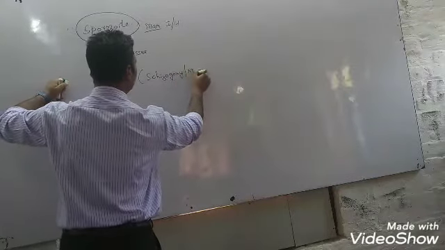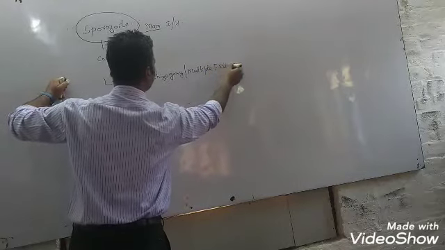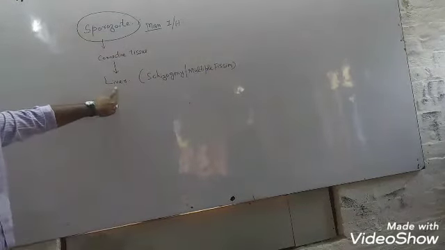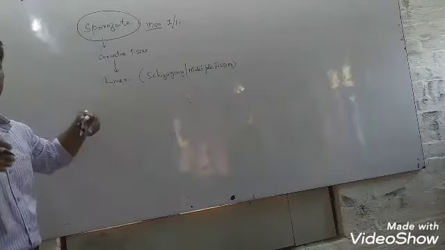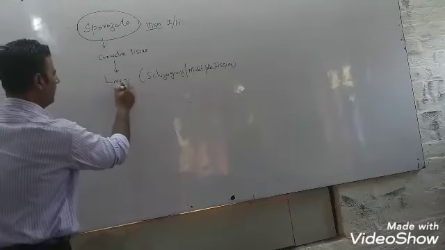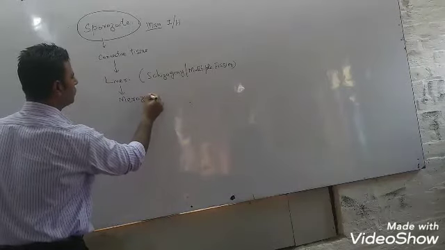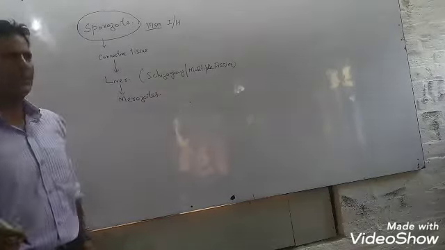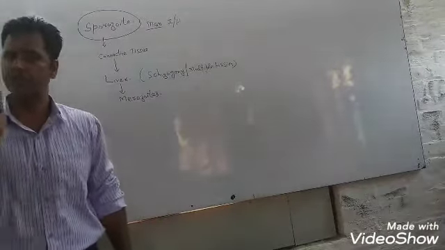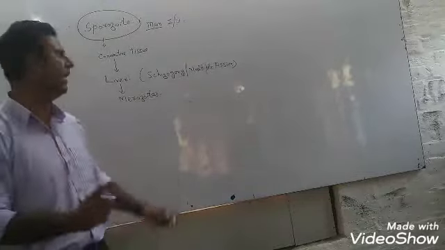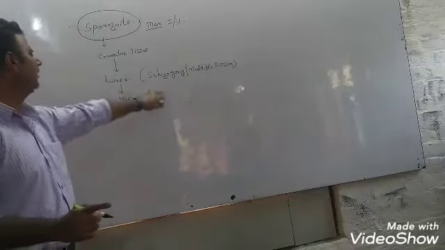Schizogony means multiple fission. That means this sporozoite is going to divide by multiple fission, forming a large number of cells in the liver, and these cells are named as merozoites. So in the liver, merozoites will be formed by asexual reproduction, and the type of asexual reproduction we call schizogony, or multiple fission. So a large number of merozoites will be formed.